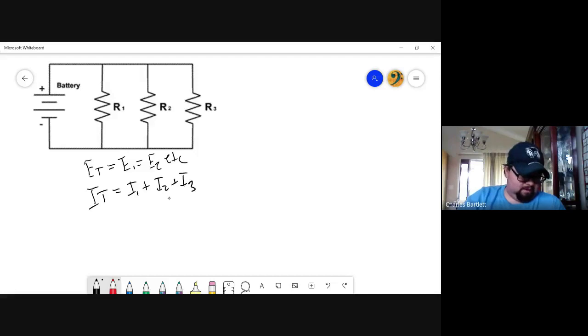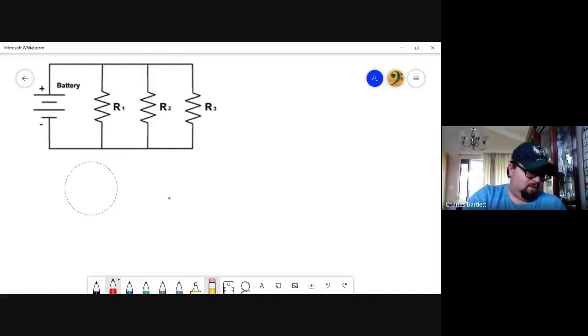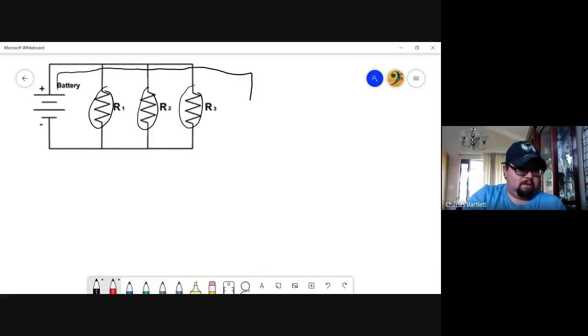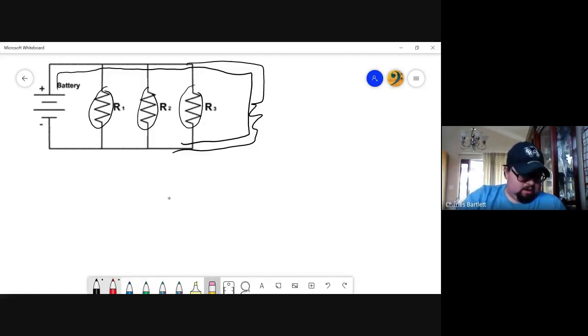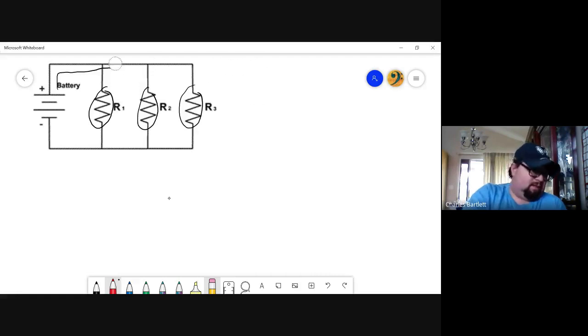Those make sense. But where parallel circuits get a little bit confusing is that we have to add the resistance up differently. The reason is that every time you add a parallel branch, you are adding additional pathways. If I extend the circuit out, you're adding additional pathways for electrons to flow, and it has what we call an inverse effect on the resistance total.